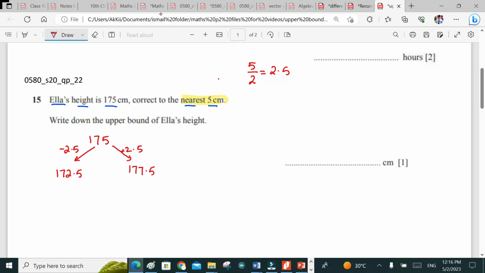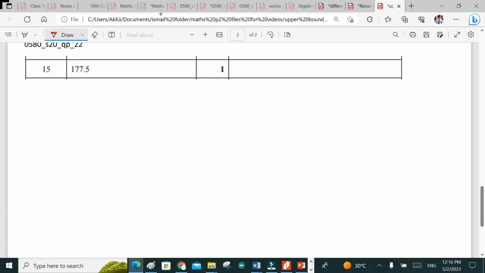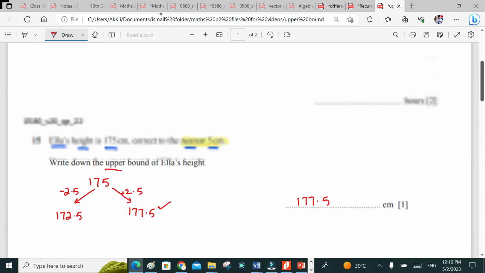So what is this asking? It's asking about the upper bound. This is the upper bound, 177.5. Let me check the answer. Yes, it is. It's a very simple question.